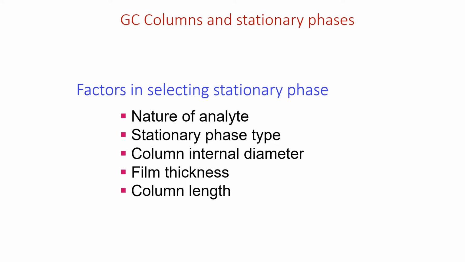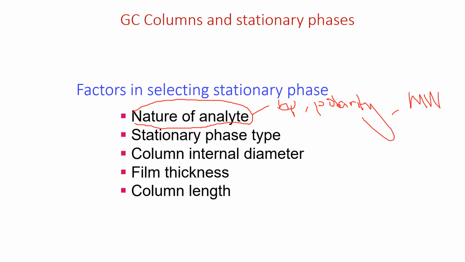Okay, in selecting GC columns and also stationary phase, we have several factors to look into in order to get a good separation. After you understand the nature of the analyte, meaning the boiling point, the polarity, and also the molecular weight, you can easily move forward to choose a good column for them.